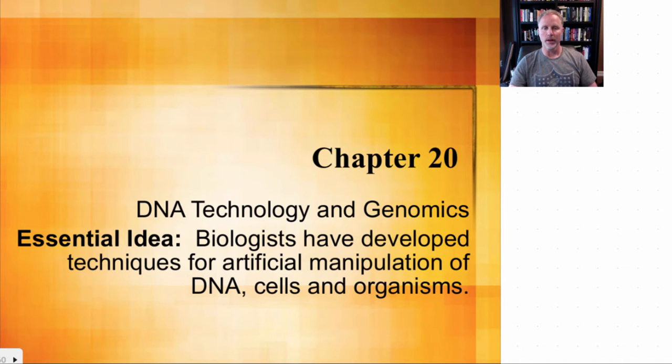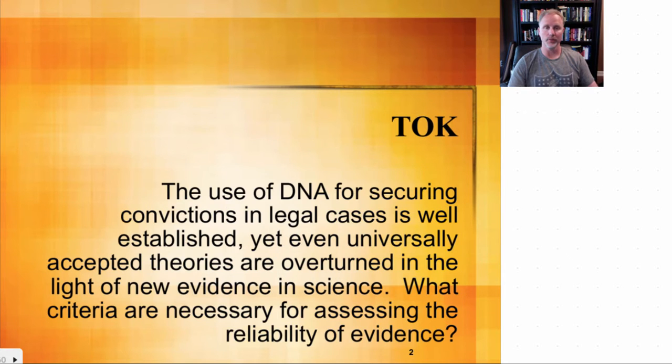All right, so this is chapter 20, and this is the core material, so this is for everybody. What this is, is DNA technology and genomics. It's looking at some of the techniques that biochemists and molecular biologists use to analyze DNA. The main idea here is that biologists have developed techniques for artificial manipulation of DNA, cells, and organisms.